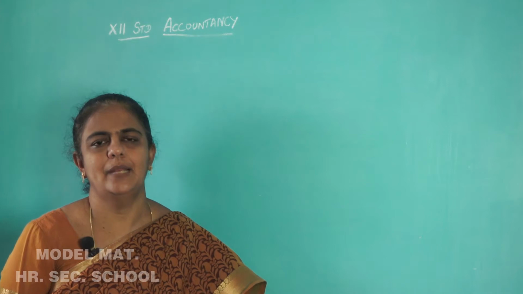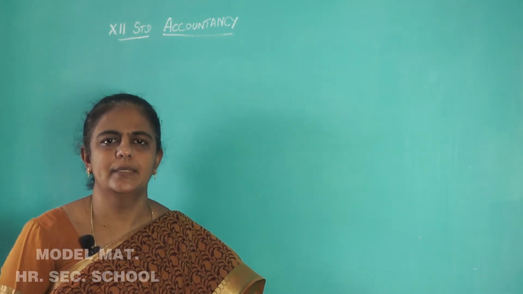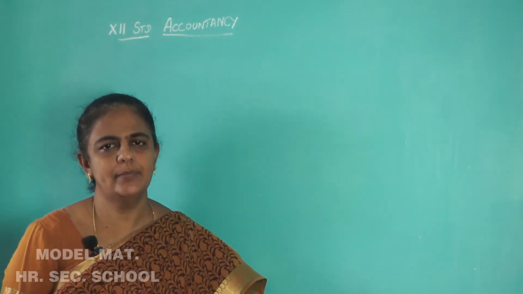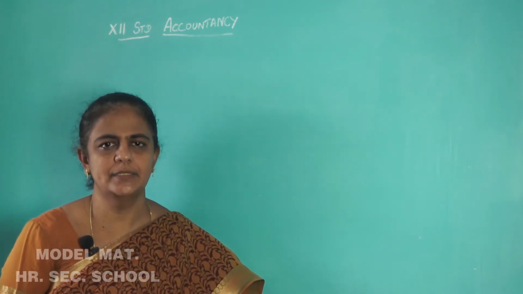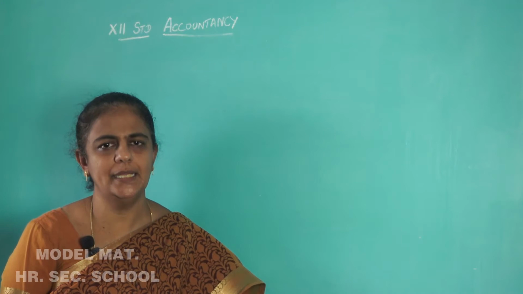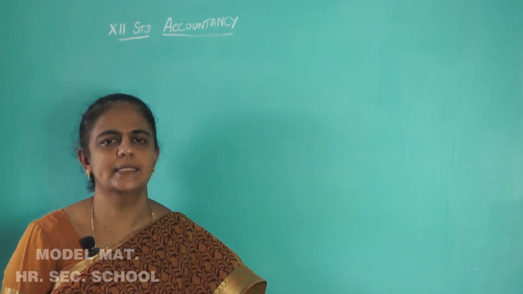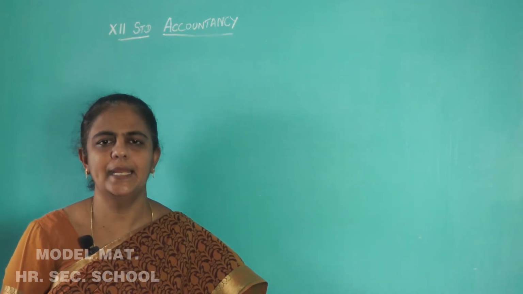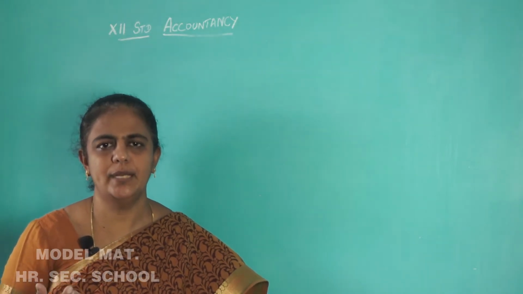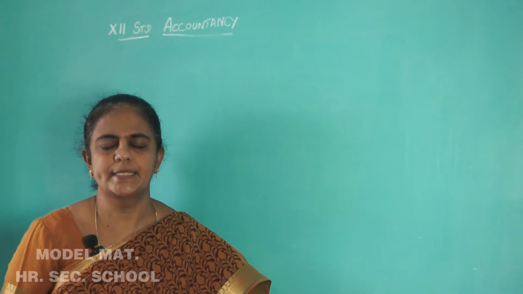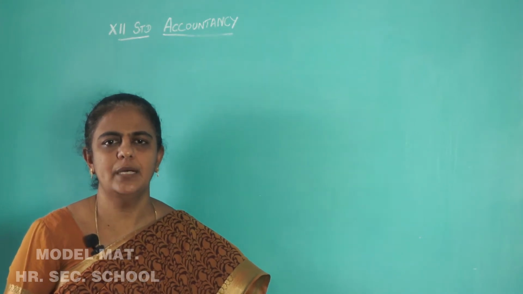Today's class I will be teaching how subscription is treated in income and expenditure account and in balance sheet. It's a revenue receipt. I have already explained clearly how a revenue receipt, that is subscription, has to be treated in income and expenditure account and balance sheet. I will explain one sum so that you can understand very clearly. Question number 10, page number 74.